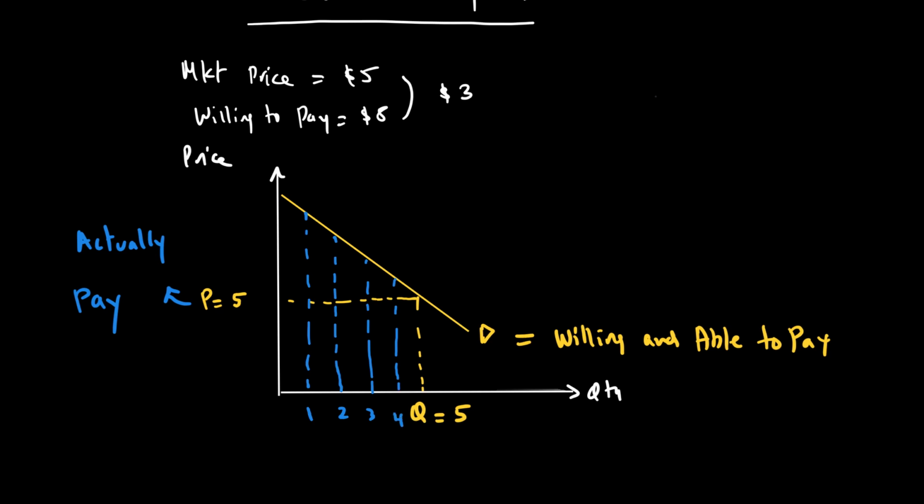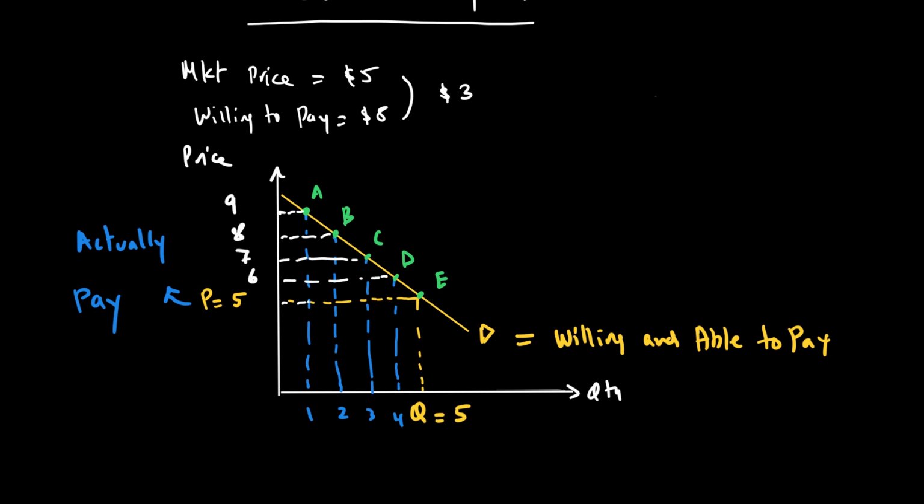I'm willing to pay much more, because all these points, point A, B, C, D, and even E, tell me what I'm willing and able to pay. At point A, I am willing to pay, for example, 9, but what I actually pay is the market price, which is 5. Similarly, at B, I'm willing to pay 8, but I actually pay the market price 5. And similarly for 7 and 6.